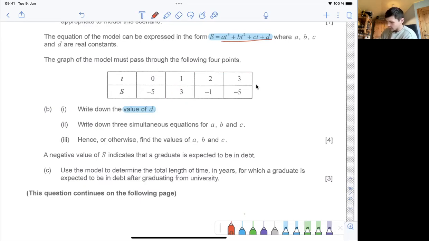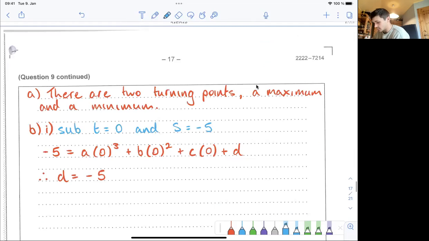And then subsequently, we're going to substitute 2 in for T in each part here, and get a different coefficient for A, B, and C, and that's going to equal -1. And then we're going to substitute in T is equal to 3 into our model, and get again a different coefficient for A, B, and C, and that is going to equal -5. Let's go do that. And here we'll say the 3 simultaneous equations for A, B, and C.